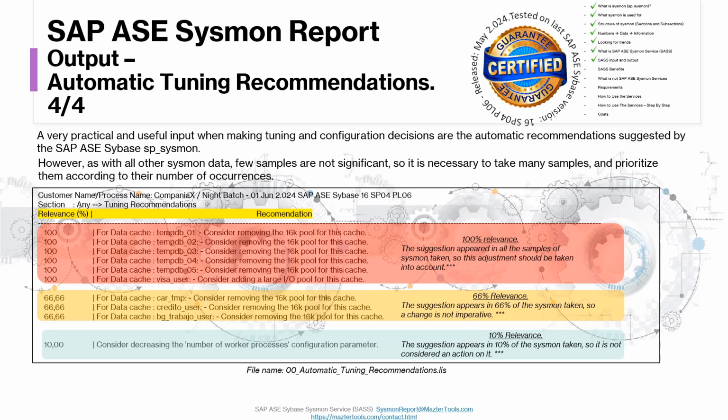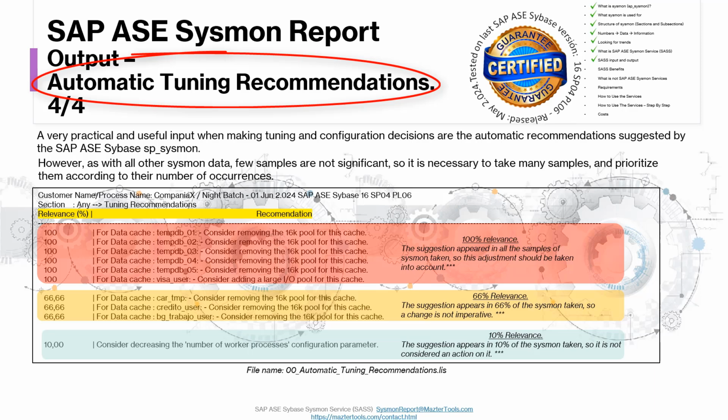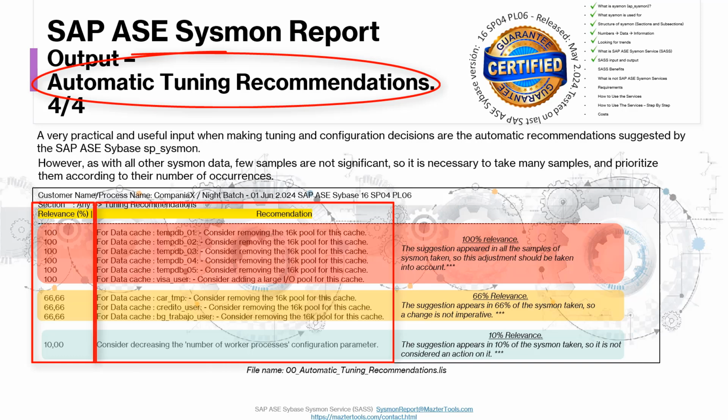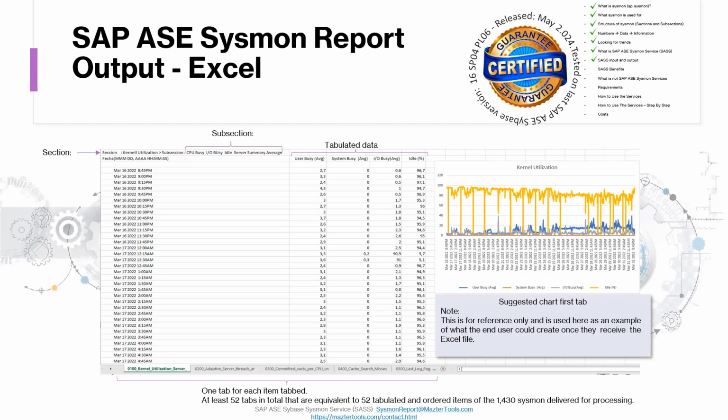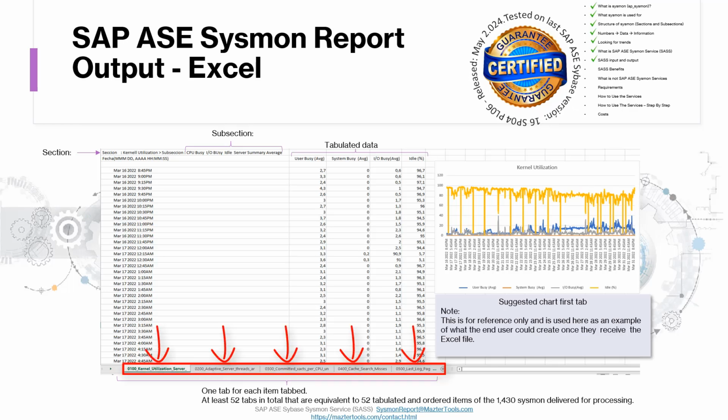An element to highlight for which we dedicate a slide is automatic tuning recommendations. Here we list all the recommendations made automatically by the SP Sysmon. In addition to this, we categorize them by giving them relevance according to the number of occurrences in the Sysmon, which gives us a very clear perspective of the need to apply or not these recommendations according to their relevance or priority. To make flat files even more versatile and practical, we have added an Excel file that contains 52 tabs. Each tab contains a flat file clean, tabbed and ready to use.